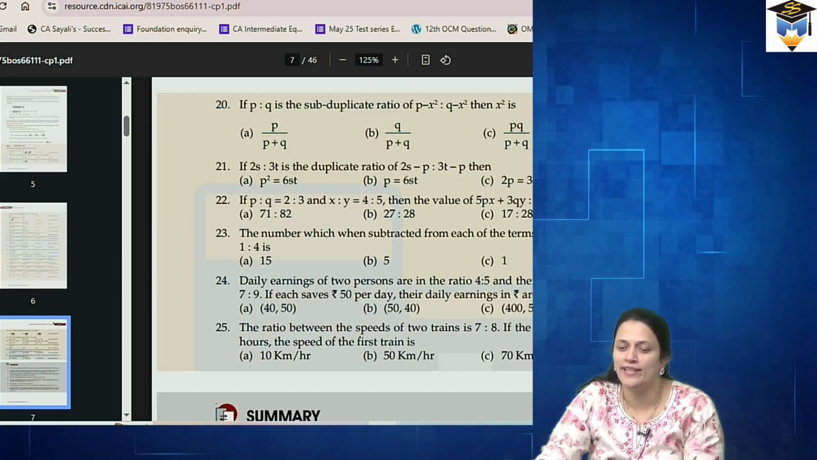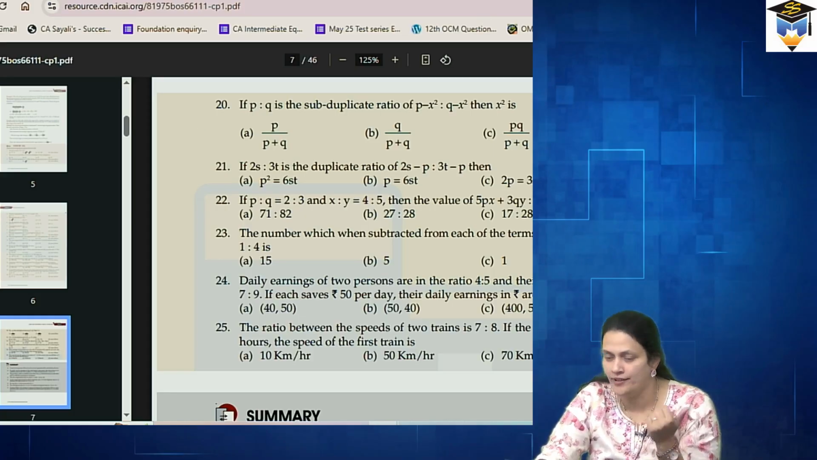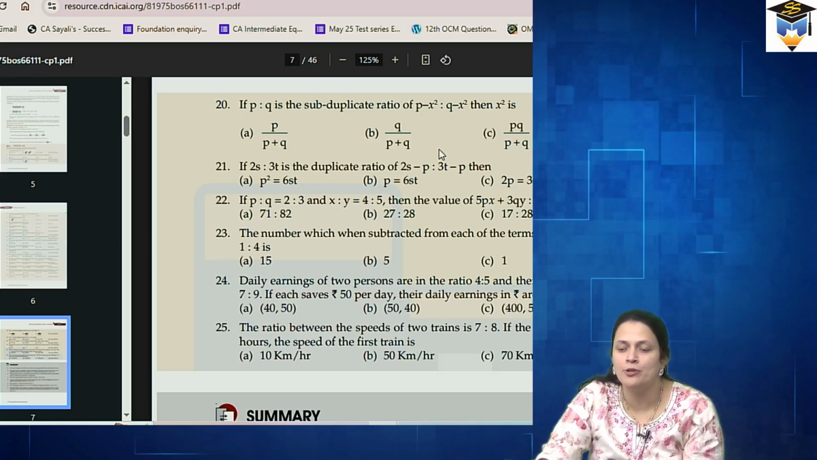ओके, नाउ 20th. I want to finish this exercise before we leave for today. So if p is to q is the subduplicate ratio of p minus x².